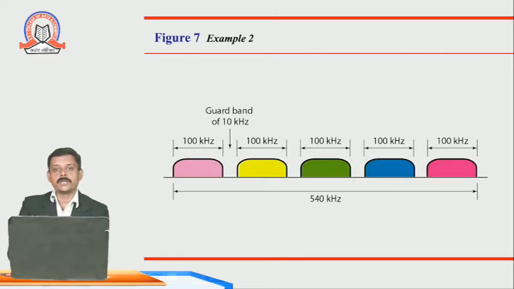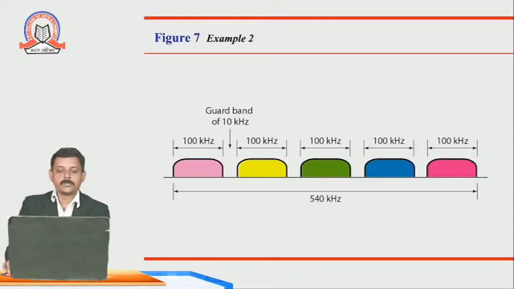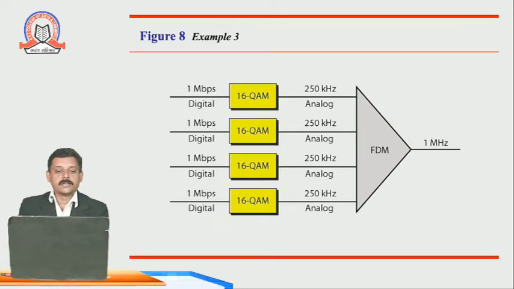So in total, how many kilohertz of bandwidth do we need? We need 540 kilohertz bandwidth. So how are we going to calculate it? It means that we require a bandwidth of at least 5 into 100 kilohertz, which is the minimum bandwidth we have declared for the particular channel, plus 4 into 10, that is 4 guard bands into 10 kilohertz. So it is 540 kilohertz.